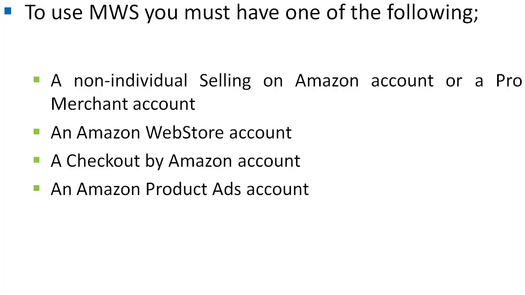So to get started with FWS, firstly you need to set yourself up as a seller on Amazon. And the point to note here is that you have to be a professional seller to have access to the MWS API suite. Other services you can be signed up to which will enable you to use MWS are Checkout by Amazon and Amazon Web Store.